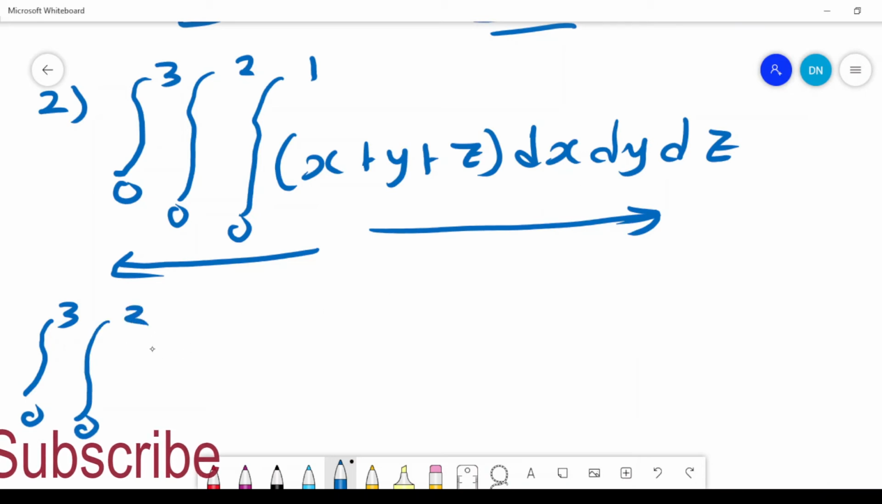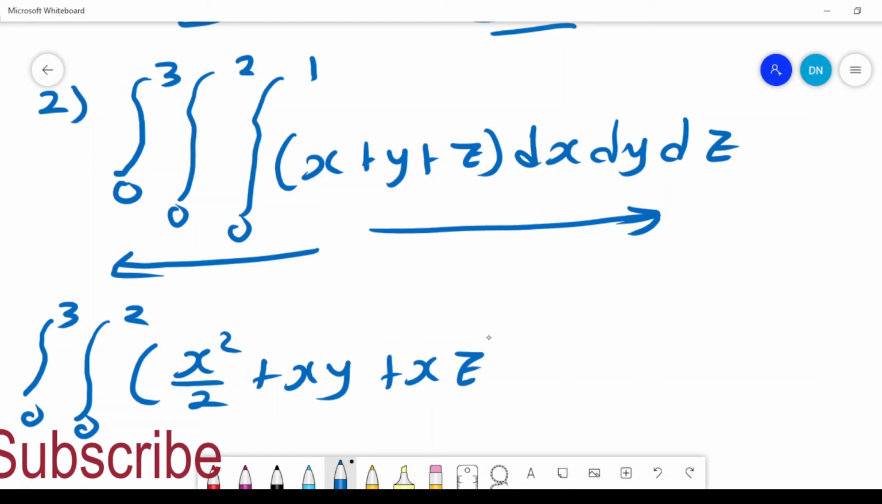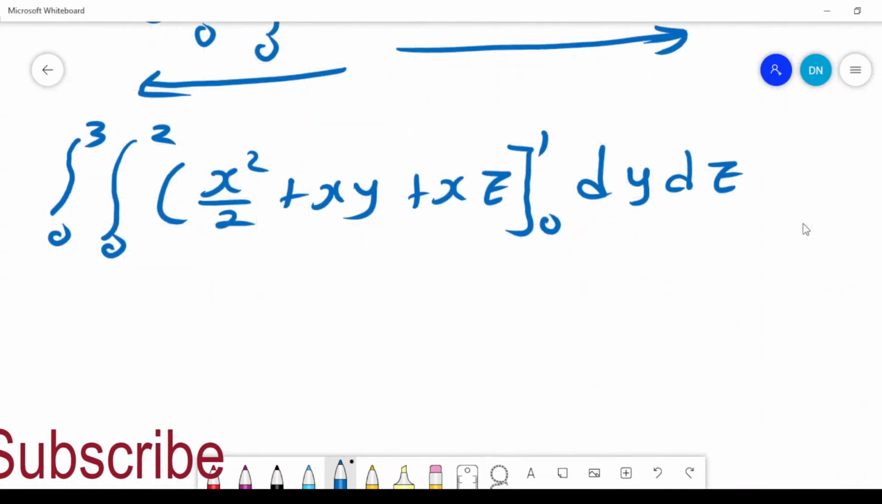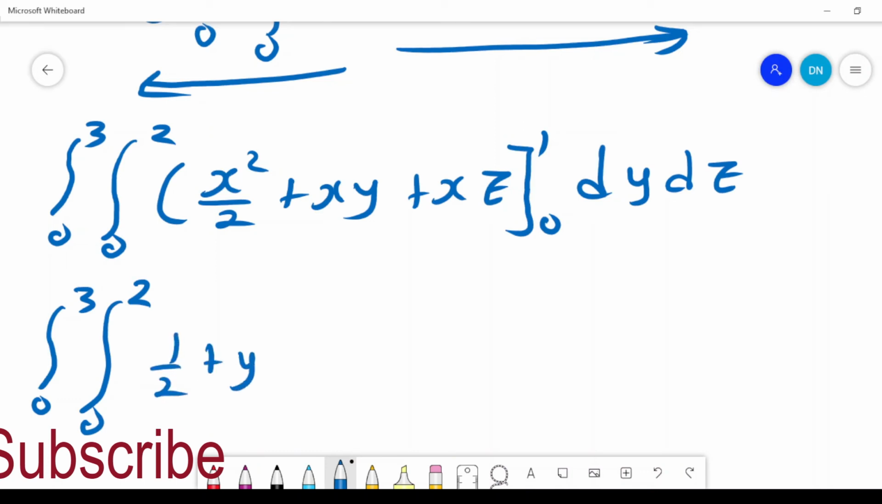I want to integrate with respect to x, which is x squared over 2 plus xy plus xz. And then I'm going to substitute the limits of integration from 0 to 1. So whenever there is x, I'll put 1, and therefore it is integral from 0 to 3, 0 to 2. When x is 1, it will be half plus y plus z, then minus 0, so I'll ignore that.